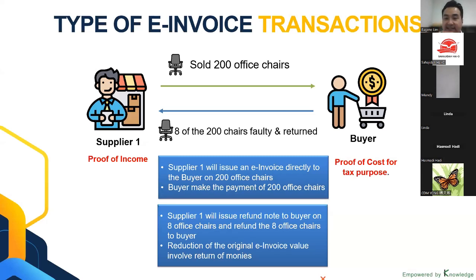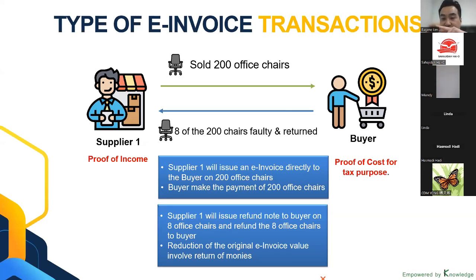So in this scenario, the supplier is required to prepare a refund note. This refund note is to prove the expenses reduced on the buyer, together with the money going to be paid back to the buyer. So there's a difference between the credit note and the refund note. Credit note doesn't involve money for repayment.